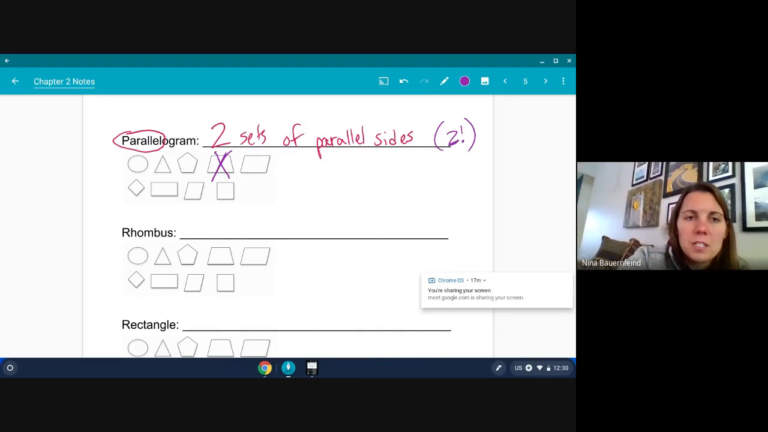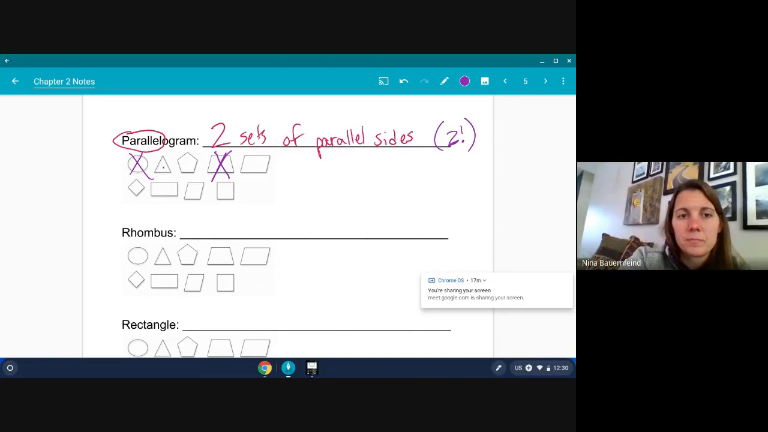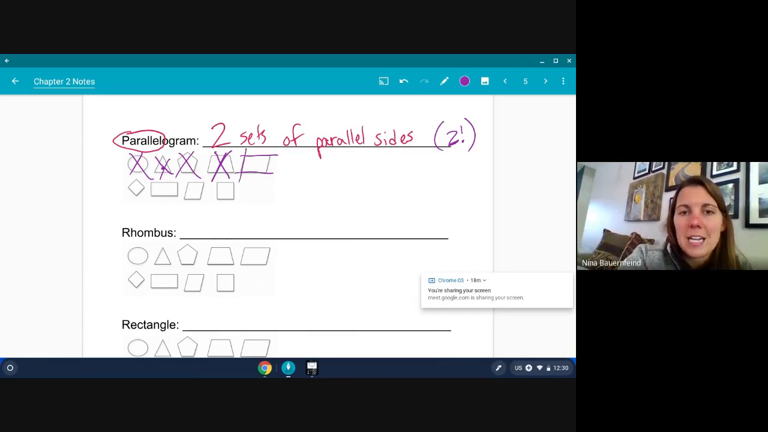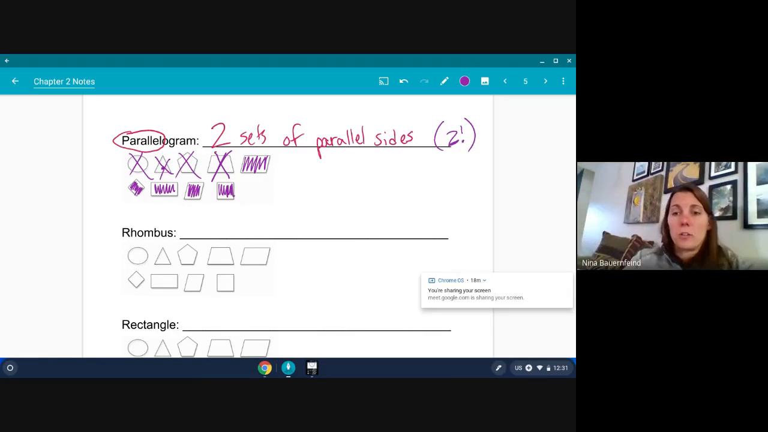All right, so this one doesn't have any parallels. How about this? Is this a parallelogram? Nope. This one's not. This one is, because the tops are parallel and the sides are parallel. This one also is a parallelogram because the sides are all parallel. Same here, here, and here. All of those are parallelograms because they have 2 pairs that are never going to touch.